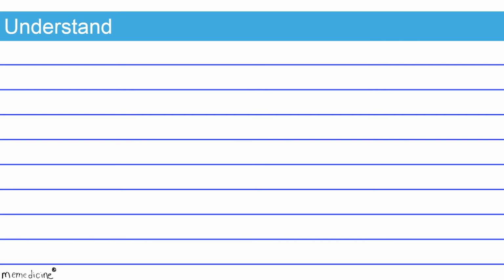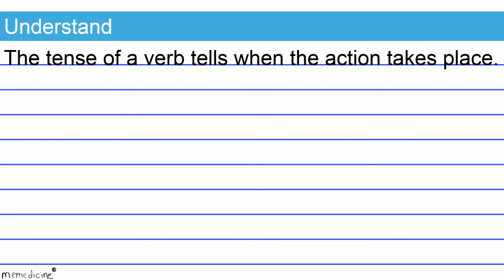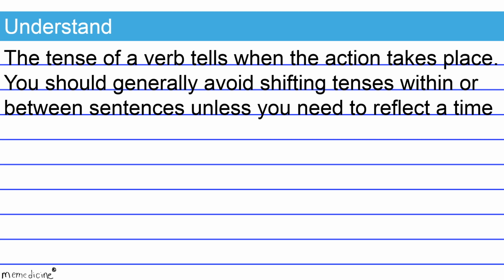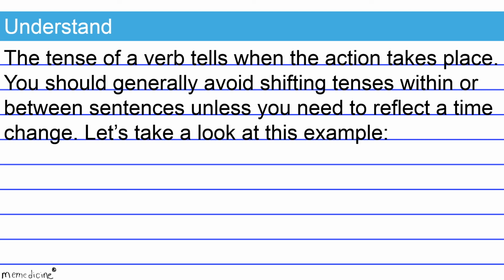Here's what you need to understand. The tense of a verb tells when the action takes place. You should generally avoid shifting tenses within or between sentences unless you need to reflect a time change. Let's take a look at this example.